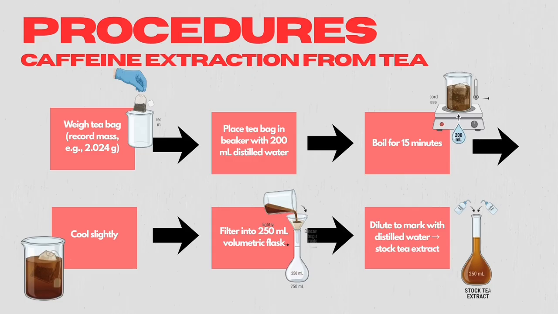Caffeine extraction from tea. First, the tea bag was weighed and the mass was recorded. The tea bag was then placed into a beaker containing 200 ml of distilled water and boiled for 50 minutes to extract the caffeine. After boiling, the solution was allowed to cool slightly before filtration. The filtrate was transferred into a 250 ml volumetric flask and diluted to the calibration mark with distilled water to obtain the stock tea extract.